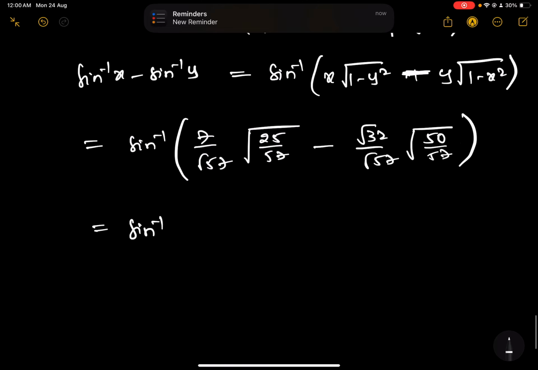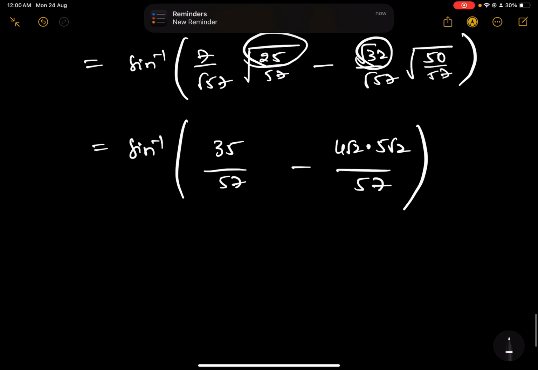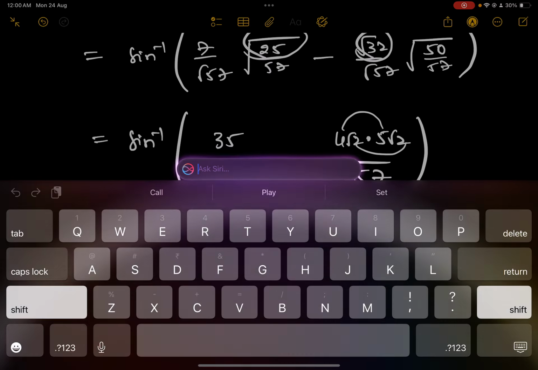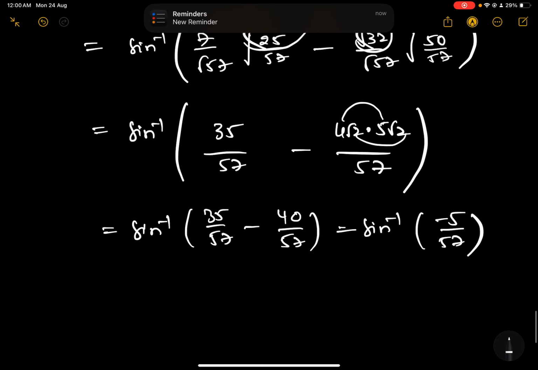So sine inverse. In the denominator you will have 57 here. Even here you will have 57. So numerator, this is simply 5, so that will be 35. And here this is 4 root 2 and that is 5 root 2. Alright. So 4 5 is 20, 20 2 is 40. So sine inverse of 35 by 57 minus 40 by 57. So sine inverse of negative 5 upon 57. So this is what you have. Alright.